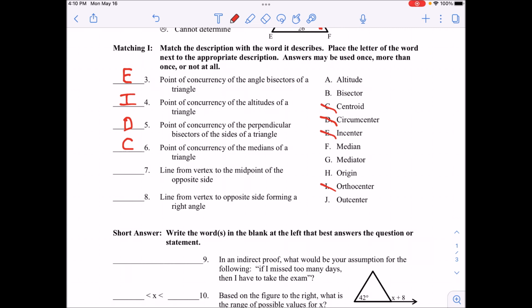Number 7, a line from the vertex to the midpoint of the opposite side is known as a median, choice F. Number 8, a line from the vertex to the opposite side forming a right angle is known as the altitude, which is choice A.